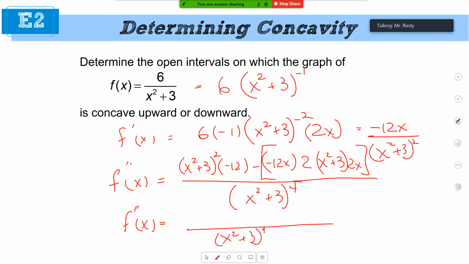I'm running out of room here. But I'm looking at these as 2 different terms. I've got the blue term, and I've got the black term. And I'm looking at those 2 terms, figuring out what do they have in common. Well, they've got a -12 in common, and they have an x squared plus 3 in common.